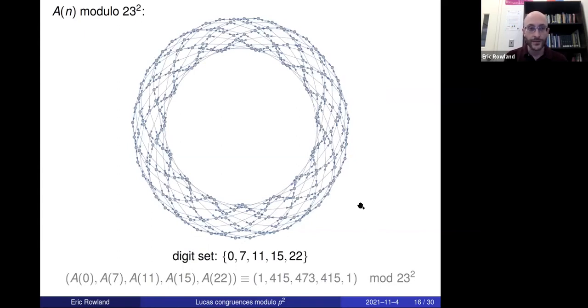For 23 squared, we also seem to have a nice healthy set of digits that supports a Lukács congruence, modulo 23 squared. 0, 7, 11, 15, and 22 are the digits. And this is the picture. I've dropped labels and everything to make the picture a little less cluttered, but basically it's 2 cycles. It's powers of 415 and powers of 475. Sorry, 473 modulo 23 squared. And they cross over each other a bunch of times. So these are the values of these 5 Apery numbers modulo 23 squared.